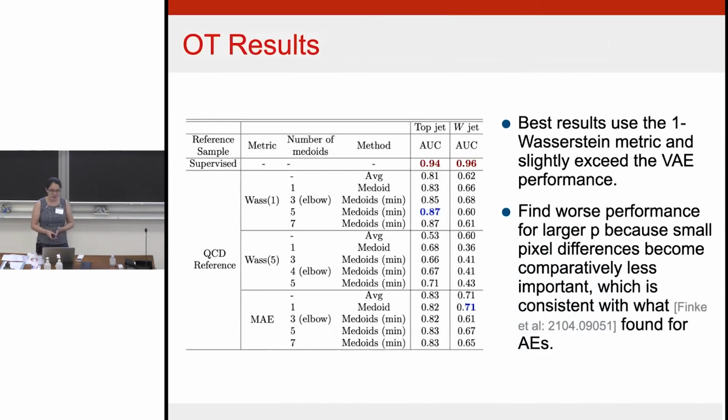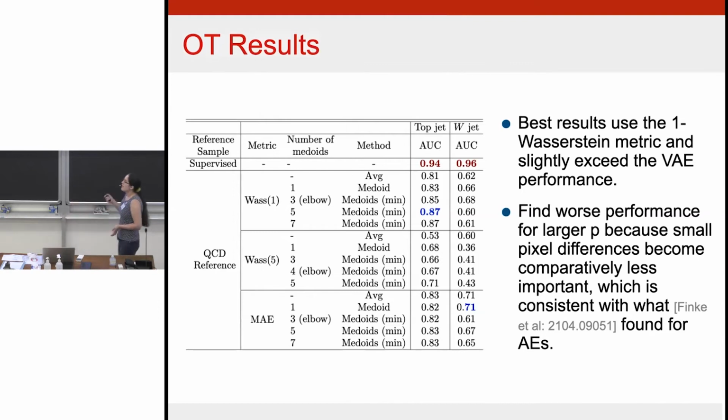So what do we find here? We'd like to answer the same type of questions that we answered in the VAE case. Here we have a similar plot. Again, we've got the supervised numbers. Here I'm showing only AUC just to keep this table a little bit smaller, but we have the signal efficiencies in the table in our paper. We have a similar set of distances. These are the Wasserstein distances and the value of p, the number of medoids, and the blue has the same interpretation as before. What we end up finding is that the best results use the 1-Wasserstein metric and slightly exceed the VAE performance, but we find similar trends to before.